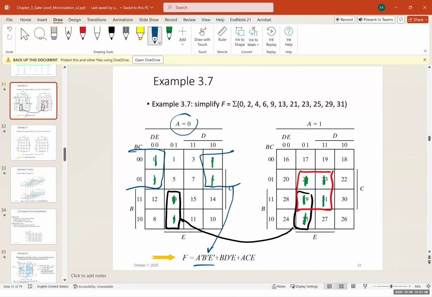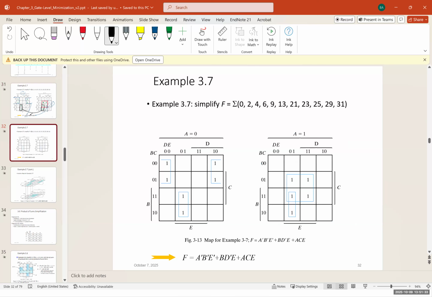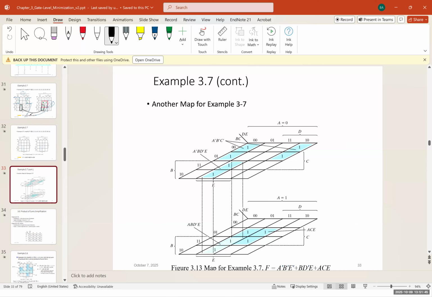And for the red one, we're going to have A, C, because it's in the C, and it's in the E. So A, C, E. And for the black one, we're going to have B, D prime, E. And it's because it's shared in A and A prime, we get rid of A and A prime. So this is how we combine them, and this is the result. And this is another form of the map.